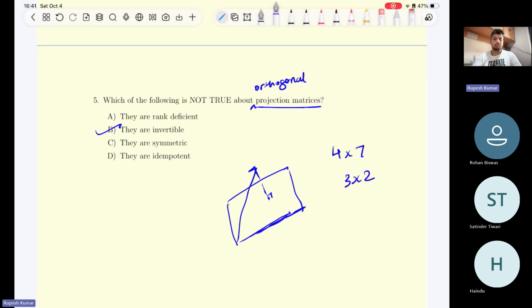So let me check. Projection has to be rank deficient. Let me just check and confirm, because the only property you need to think of when you think of projectors is the idempotent property.